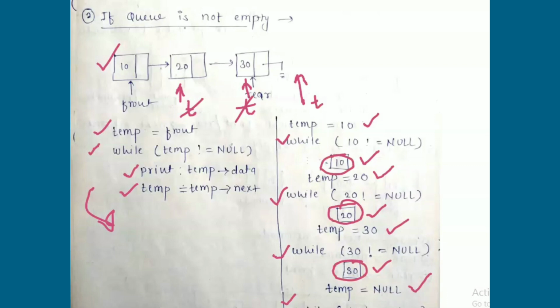Hope it is clear to you how to implement a linear queue using a linked list. Here we are using a single linked list for the implementation of linear queue.